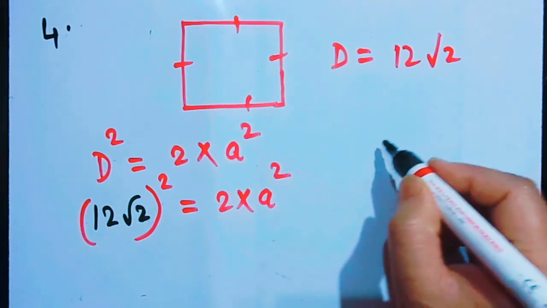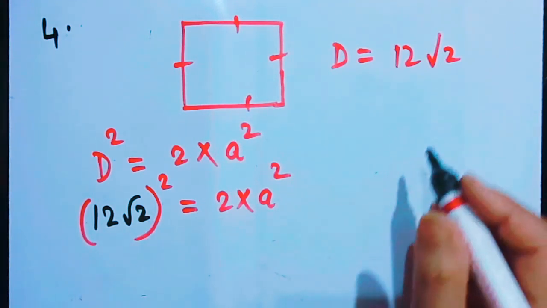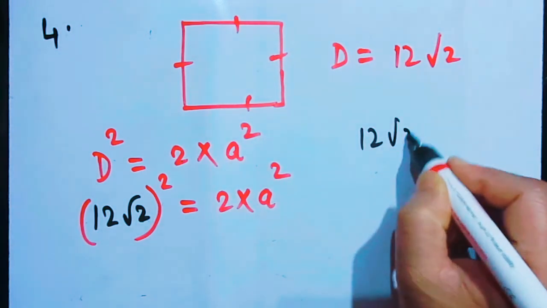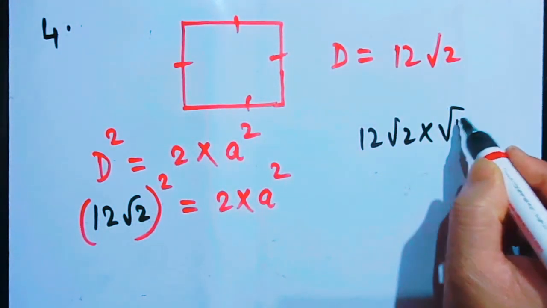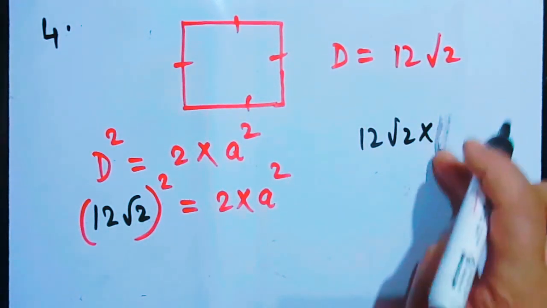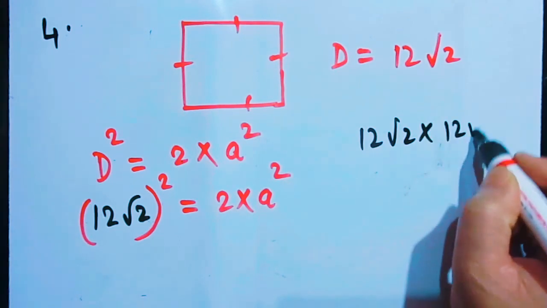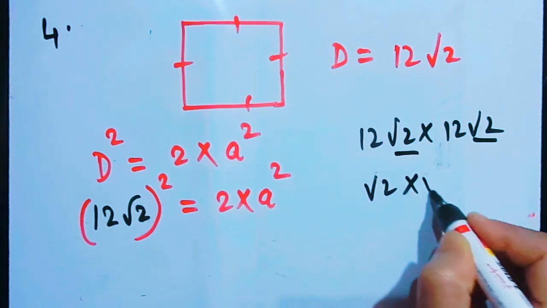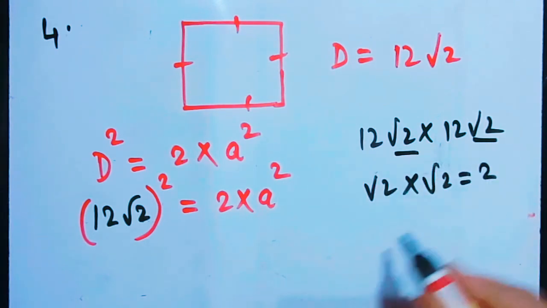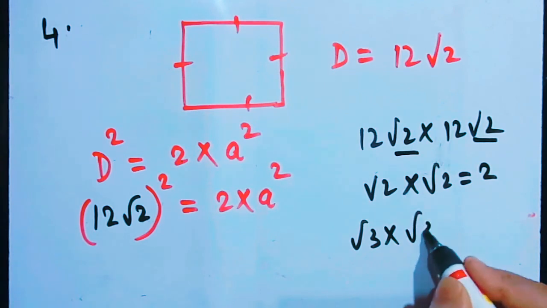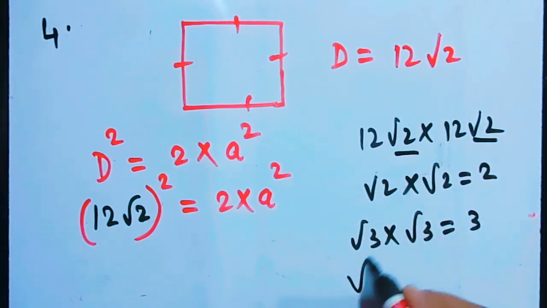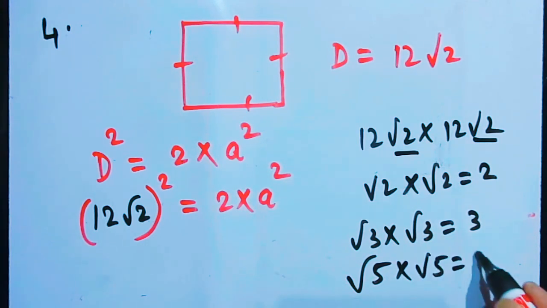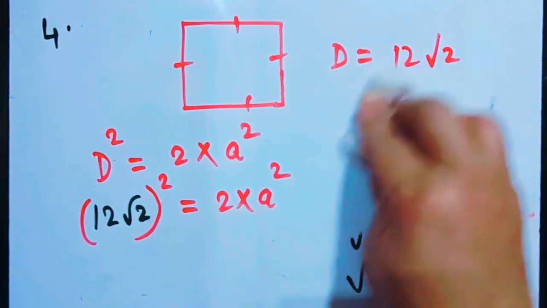Now, 12 root 2 squared means what? It means 12 root 2 multiplied by 12 root 2. Root 2 into root 2 is equal to 2. Root 3 into root 3 is equal to 3. Root 5 into root 5 is equal to 5. So let us see what we are going to get.